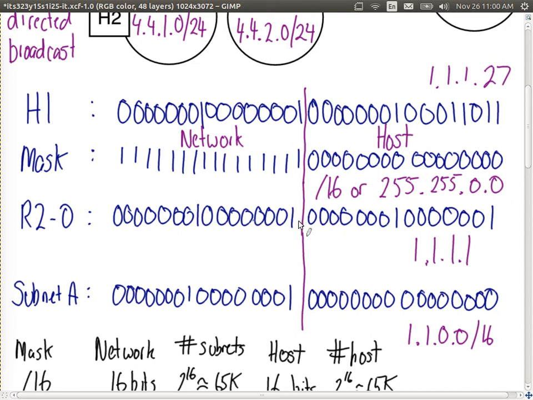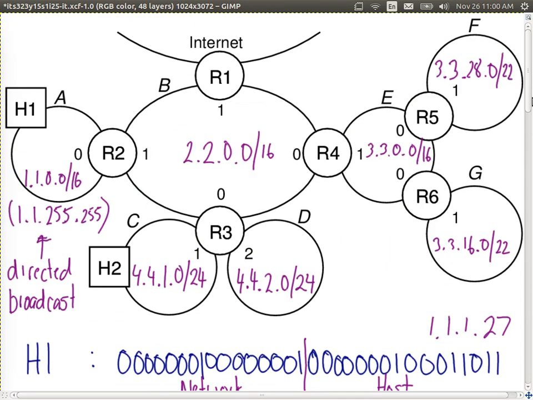So let's choose some addresses for the remaining interfaces. That is, we've done H1 and R2 interface 0, but router 2 also has an interface on subnet B, interface 1. Router 1 also on subnet B. Router 3 and router 4. So each of those need IP addresses. The network address is 2.2.0.0. So what's a possible value for, say, router 1 interface 1?